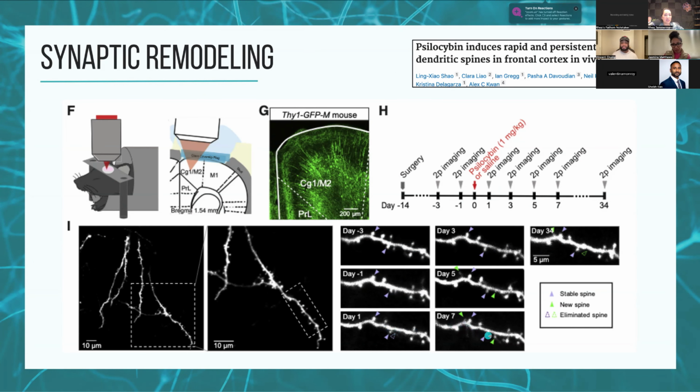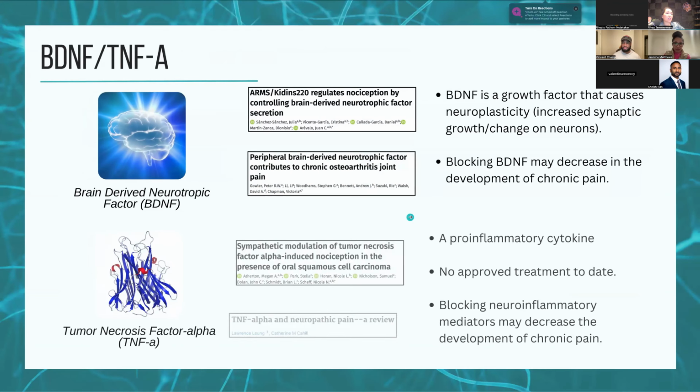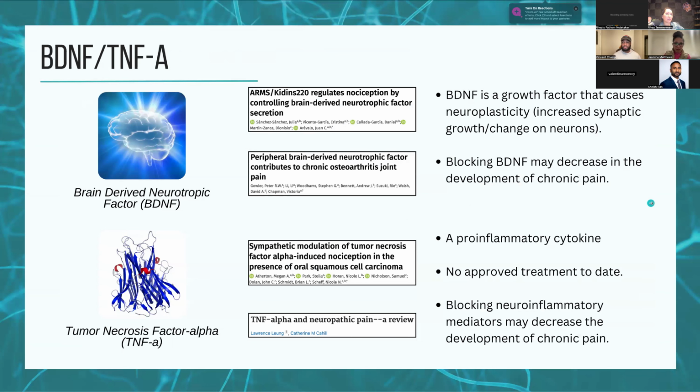You can see some of these spines that are starting to grow as a result of psilocybin. And what's cool is that you can give one dose and those changes occur for several months afterwards. BDNF is a brain-derived neurotrophic factor. It's a growth factor, and so this contributes to neuroplasticity. And so if you block BDNF, you actually decrease the development of chronic pain.